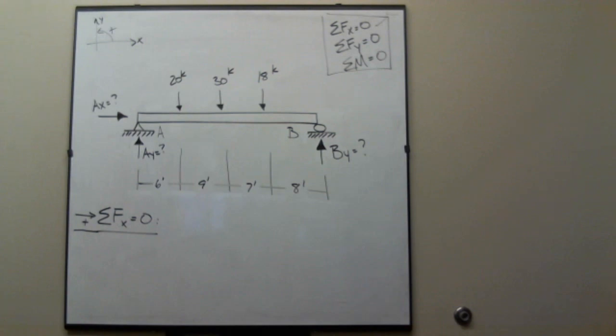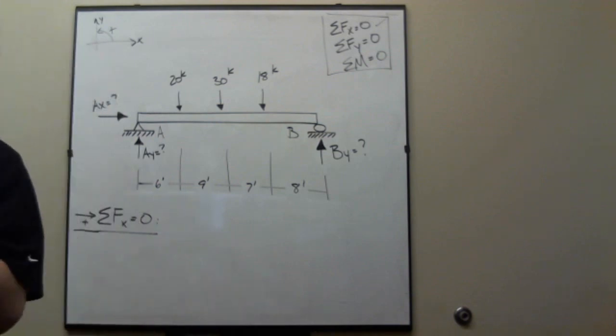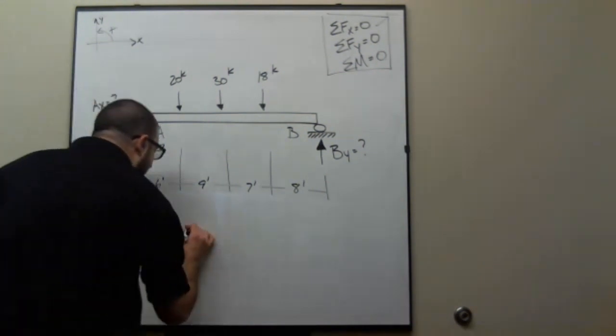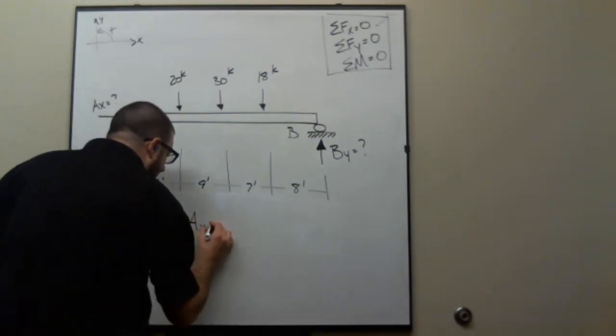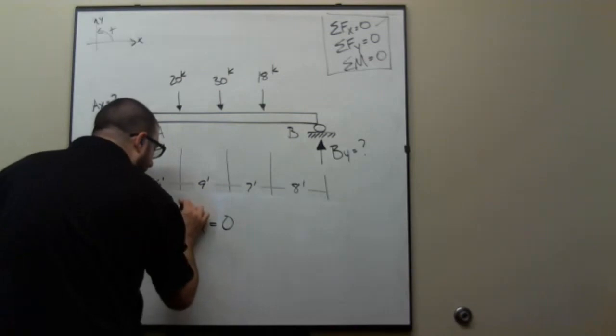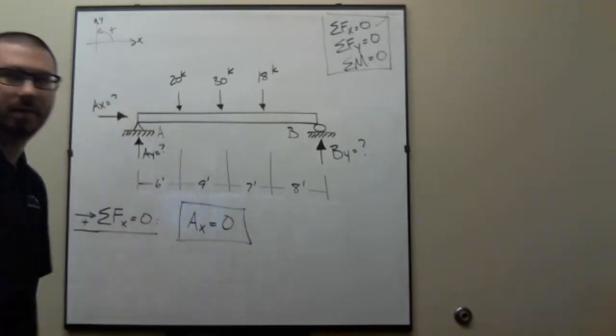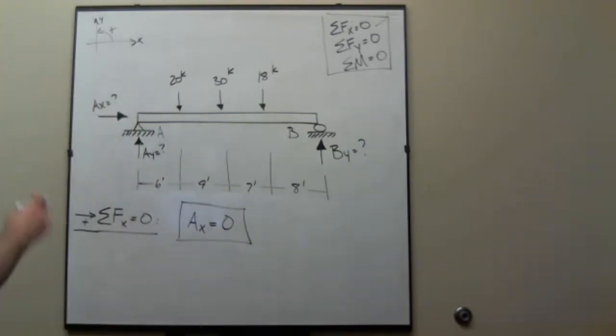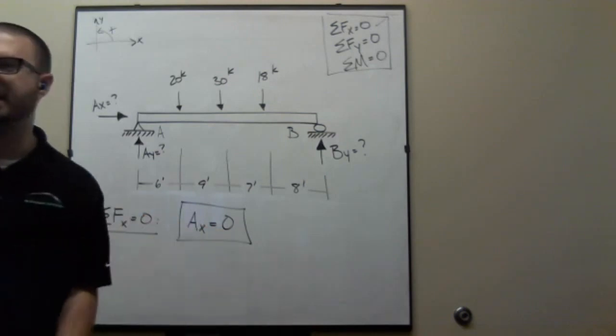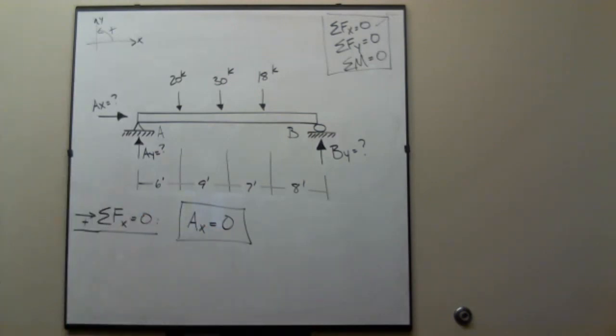Does anyone in chat help me out? What do you see going in the X direction? Ax, exactly. And that's it, right? So Ax has to be zero. That's it. All right, so what is one of my unknowns? Ax equals zero. There you go. Pretty simple, right?